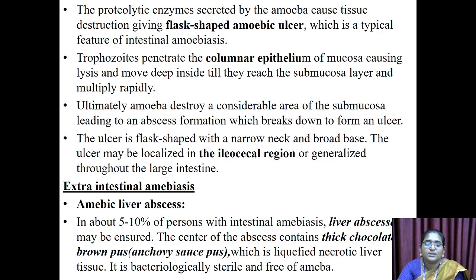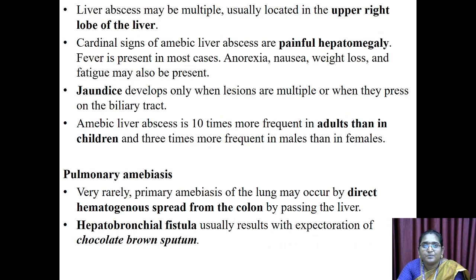Extraintestinal amoebiasis. Amoebic liver abscess. In about 5 to 10% of persons with intestinal amoebiasis, liver abscesses may ensue. The center of the abscess contains thick chocolate brown pus, which is liquefied necrotic liver tissue. It is bacteriologically sterile and free of ammonia. Liver abscess may be multiple, usually located in the upper right lobe of the liver.